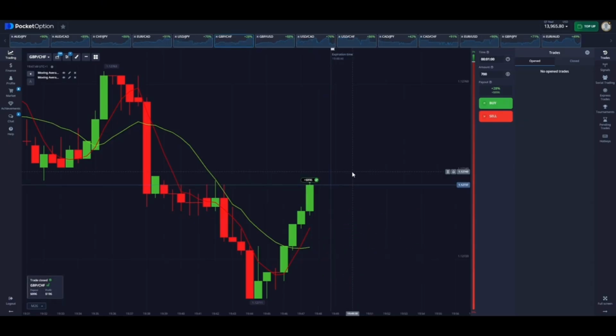Unfortunately, I didn't notice right away that the payout here is very small, just 28%, and I opened the position. But at least you saw an example of how this strategy works.